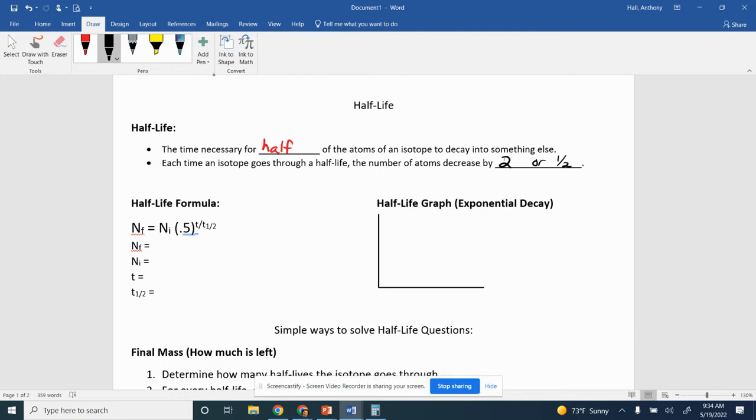So if we look, N_F equals N_I, this is just the standard notation, the way we write this, times 0.5, that represents that it's going to be divided by 2 every time, raised to t over t sub 1 half. Now we're going to identify each of these things. What do you think F means in this case, this N sub F? We don't have time to wait, so it's going to be final.